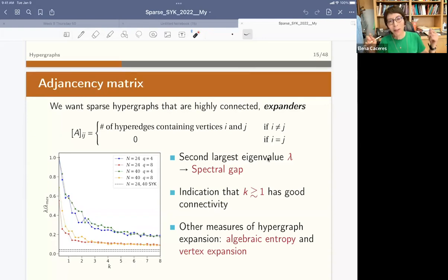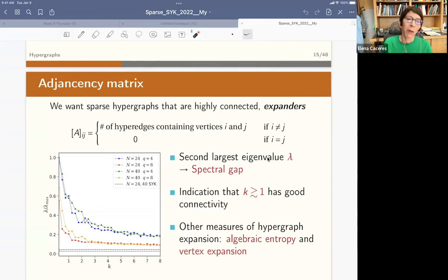Remember that one of the questions is, what is the sparseness? How much sparseness can we have and still have black hole physics? So before going into numerical simulations and just trying, oh, let's try K equals 1, let's try K equals 2, let's try K equals 4, and so on, I thought, well, maybe we can get some knowledge of what good Ks are, what is the optimal K, if we look at these measures of hypergraph expanders. And it turned out it worked really well.